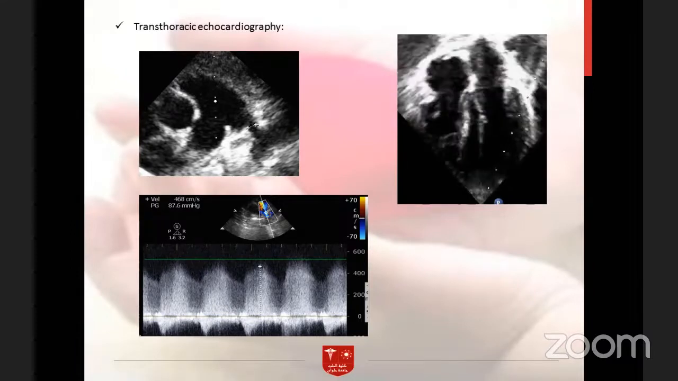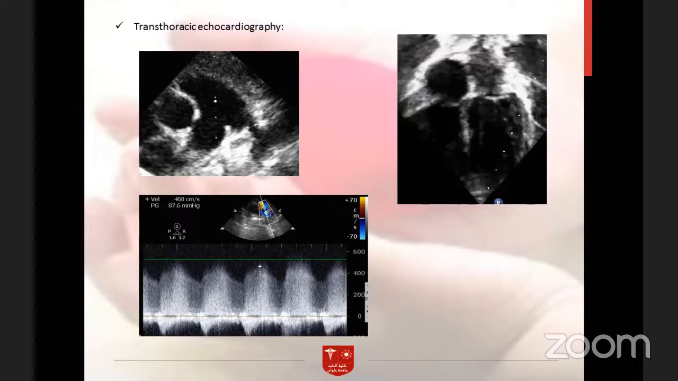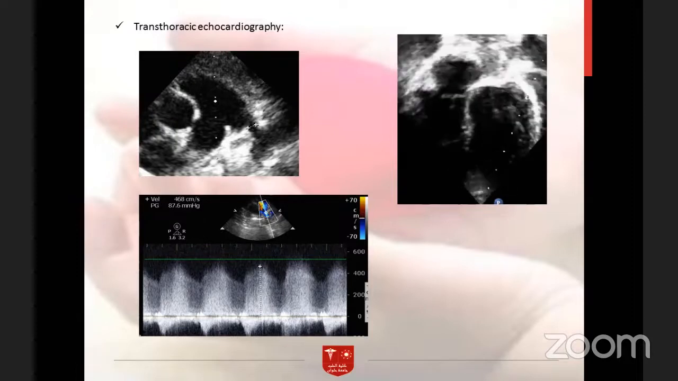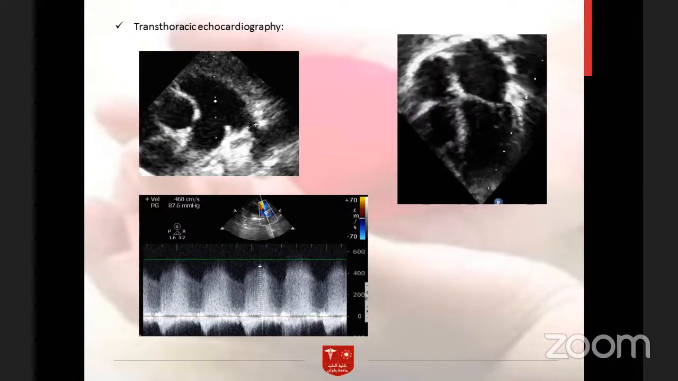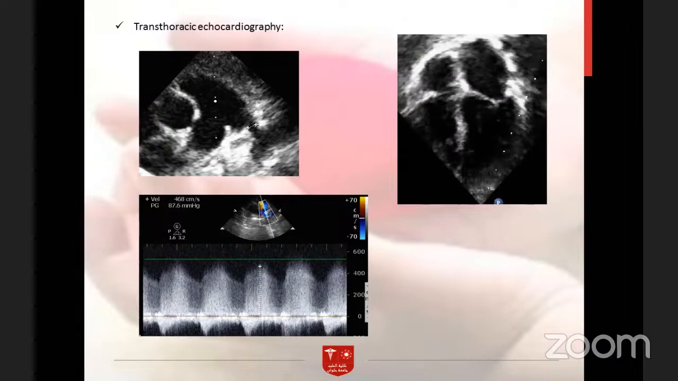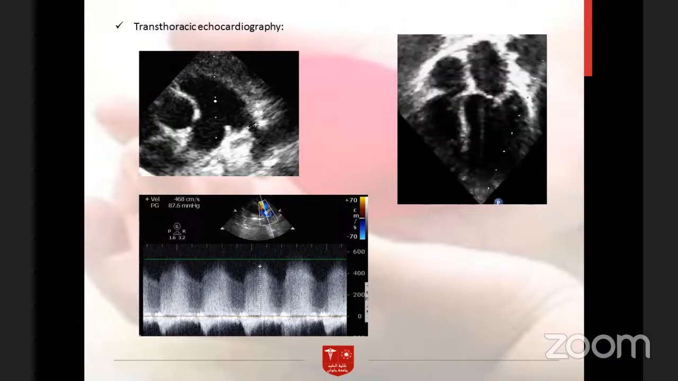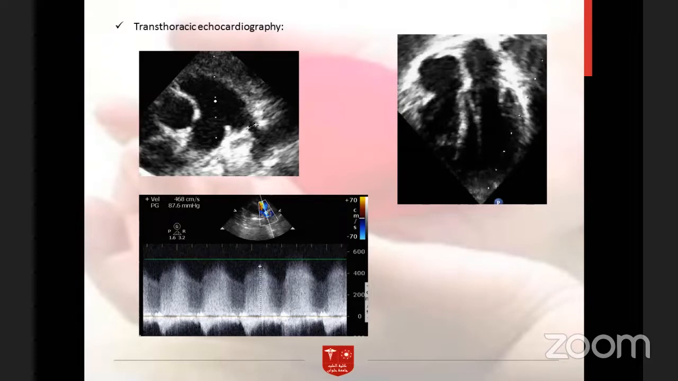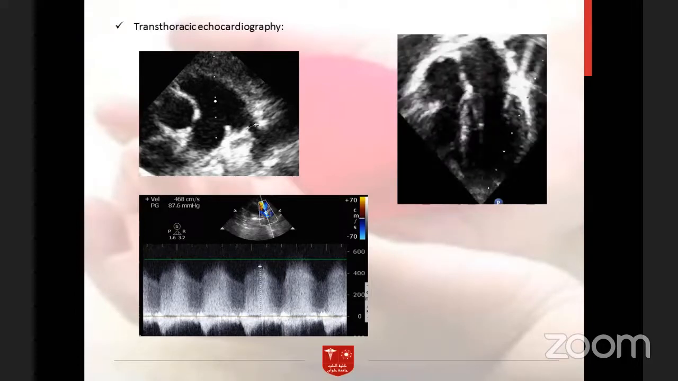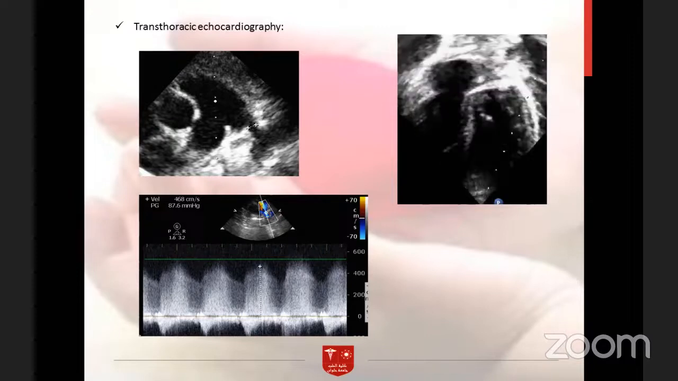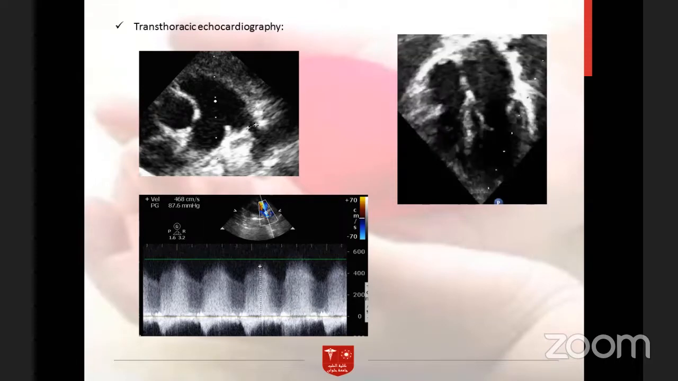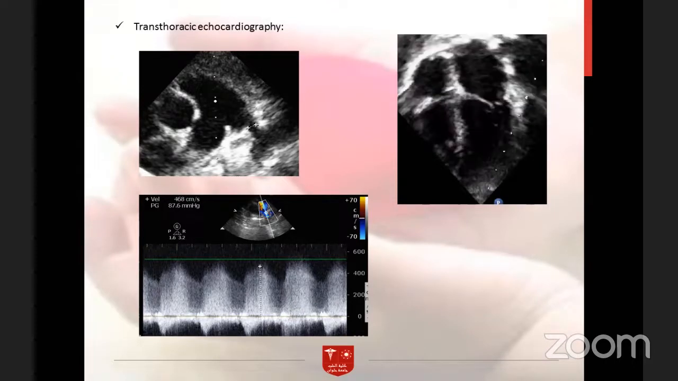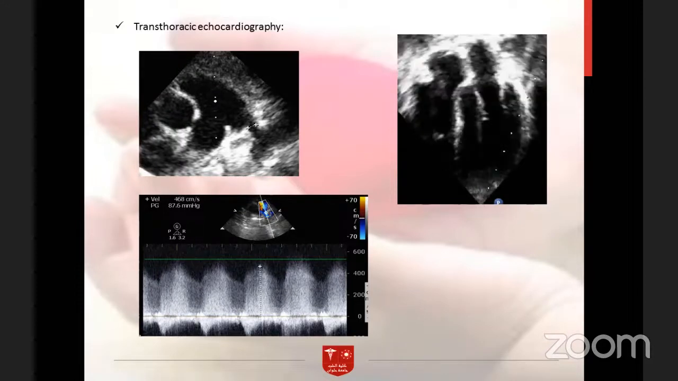Also, we should inspect the effect of the PDA on the left-sided chambers, whether they are dilated or not, and we should measure the pressure gradient across the PDA. And it's always important to report the systolic arterial blood pressure because we can simply measure an estimate of the pulmonary artery pressure by subtracting the transductal pressure gradient from the systolic arterial blood pressure.